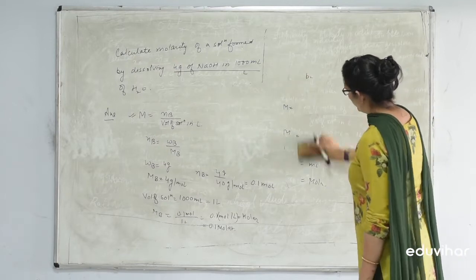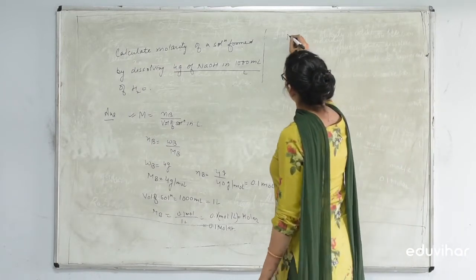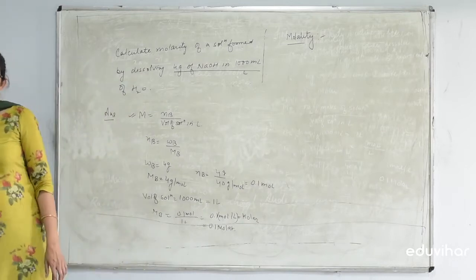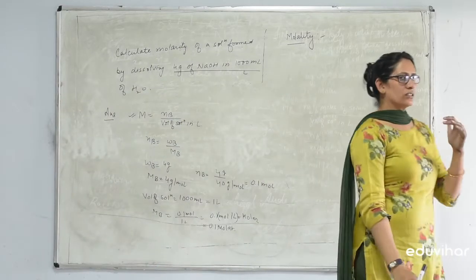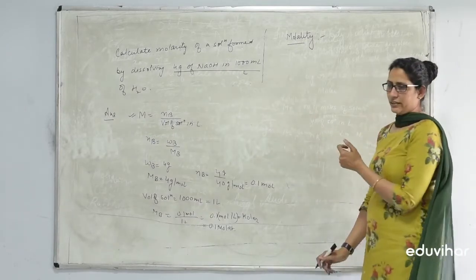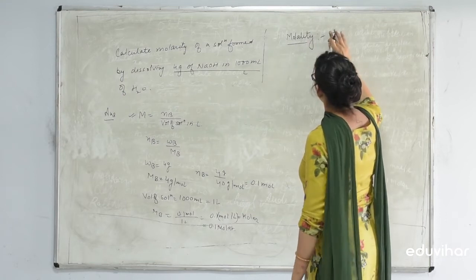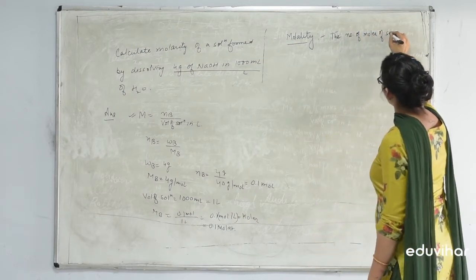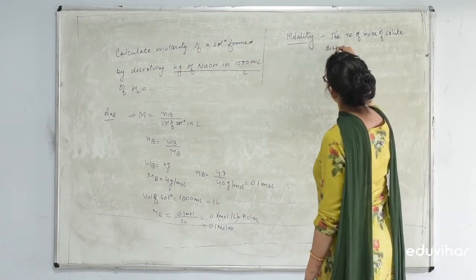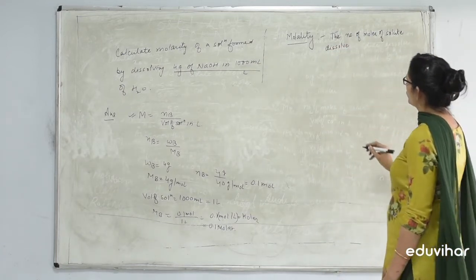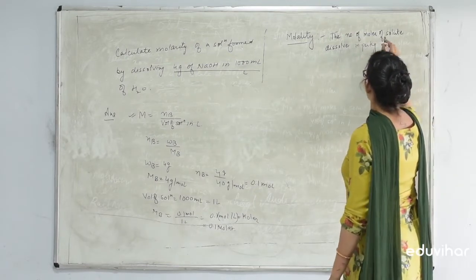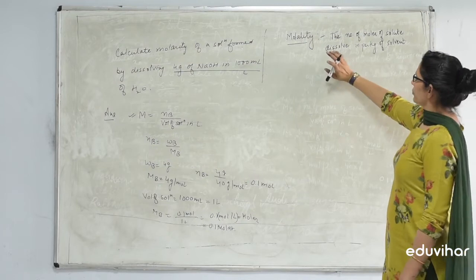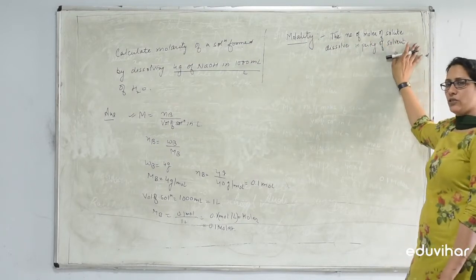Next, we move towards molality. Molality is defined similarly, but whenever we are taking mass of solvent instead of volume, that time we calculate molality. Molality is defined as the number of moles of solute dissolved in per kg of solvent.